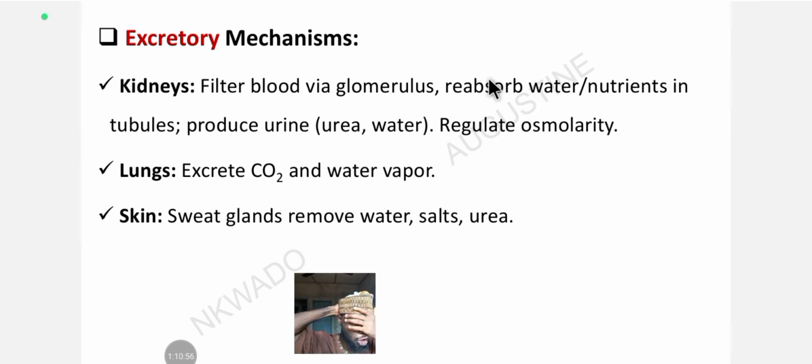So let me quickly walk you through how the kidney filters the blood and removes waste. The kidneys filter the blood through three mechanisms. The first is glomerular filtration, or ultrafiltration. The second is selective reabsorption. The third is tubular secretion, which you can also call selective secretion.